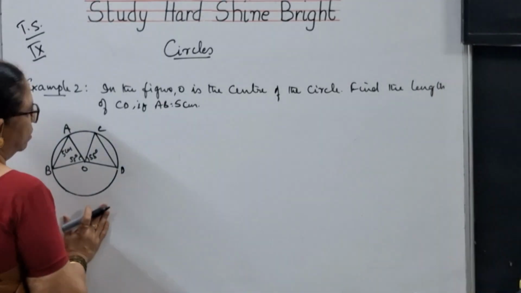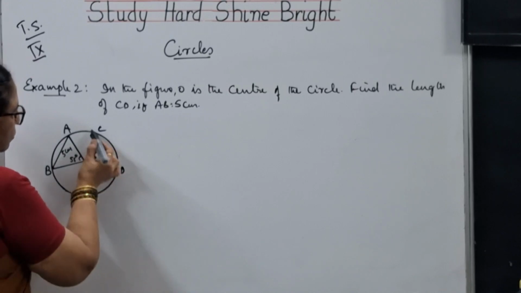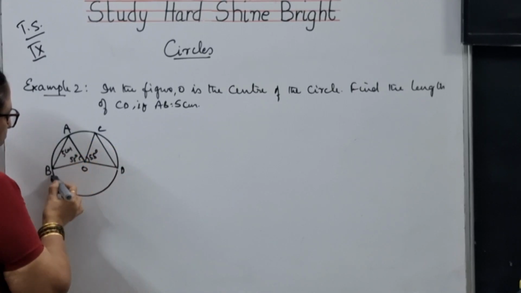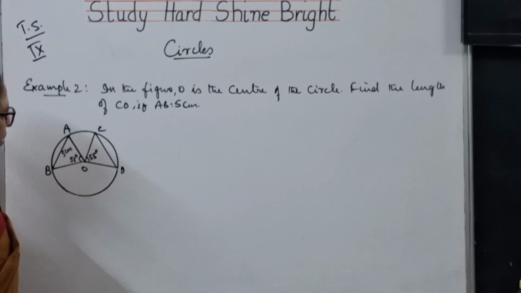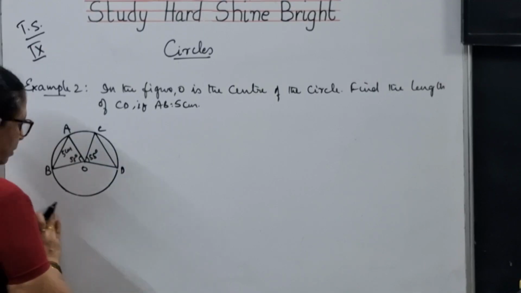Now, example to children. Figure is this. In this O is the center of the circle. Find the length of CD, if AB is 5 centimeters, and of course angle they have given. So now I'll write it here.